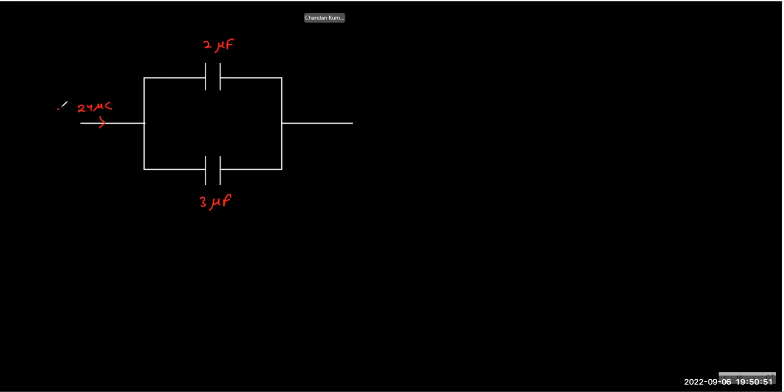So there's a charge coming in, which is 24 microcoulomb. How much each will get without solving? Can you tell me the answer mentally? 20 is not good. Make it 20. That will be better, right?